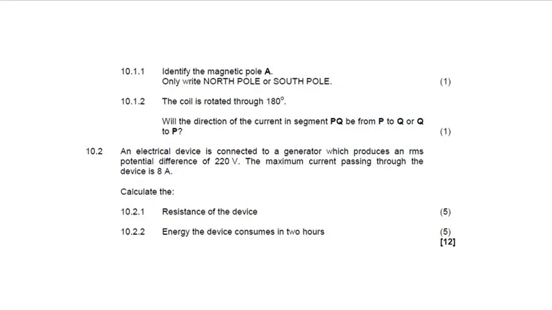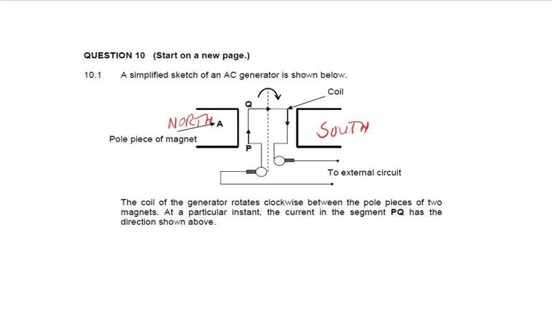So let's go to the next question. It says the coil is rotated through 180 degrees. Will the direction of the current in segment PQ be from P to Q or Q to P? They said it's rotated 180. So if it's straight like this, then the current is flowing from P to Q like this. They say it's rotated 180. So at 90 degrees, it will be straight like this.